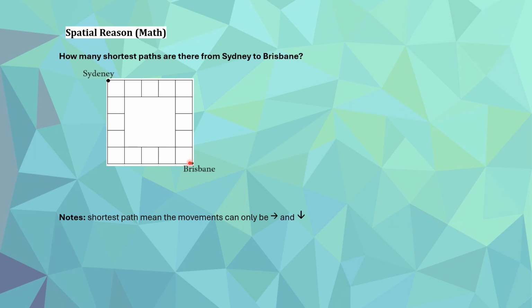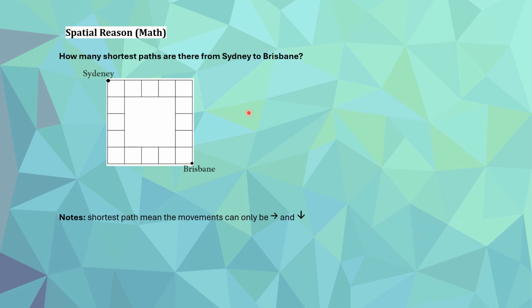And the note says the shortest path means the movement can only go from left to right and from up to down. So simply you can see from Sydney going 5 steps to the right-hand side and 5 steps down to Brisbane. So the shortest path would be 10, but you can also go from Sydney one step right and one step down, then 3 steps right, three steps down, and one right, one down, something like that. There are many choices, but the question is how many different choices.